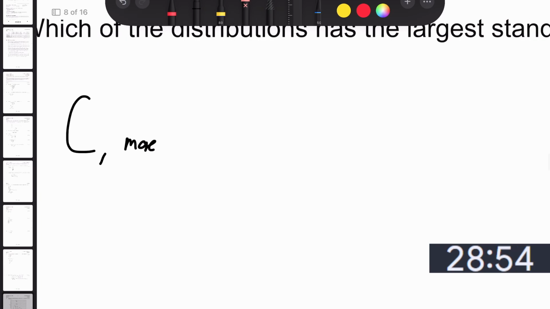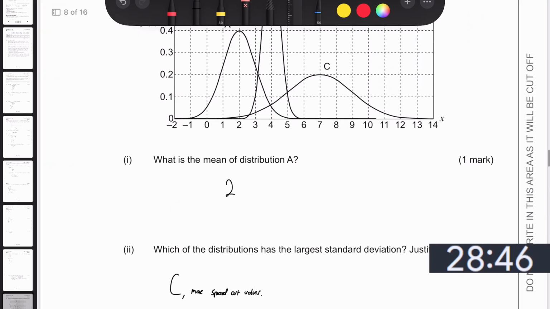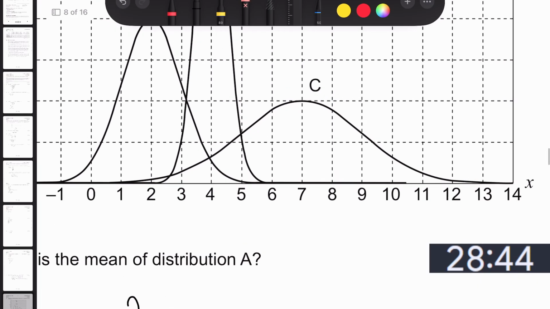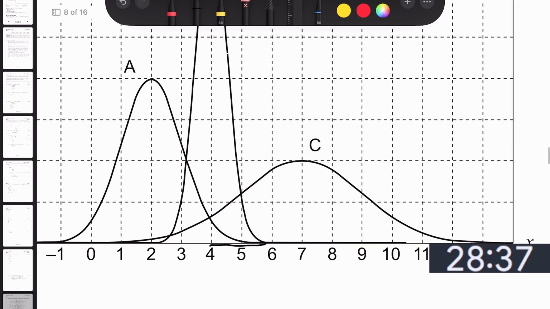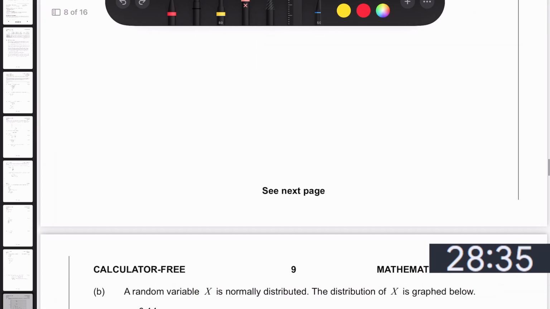More spread out values. And you see here it goes from like 7 to about 1 or 2 even. But then something like this B only goes from 0 to 4 to 6.